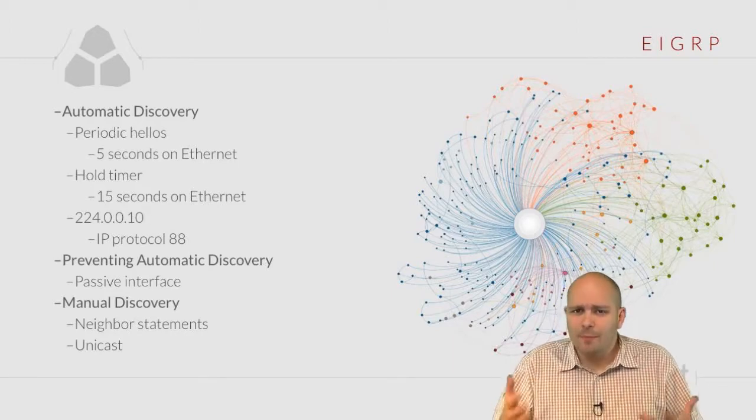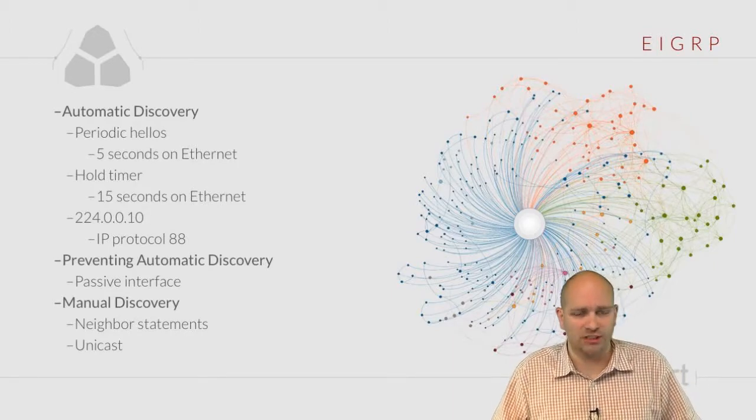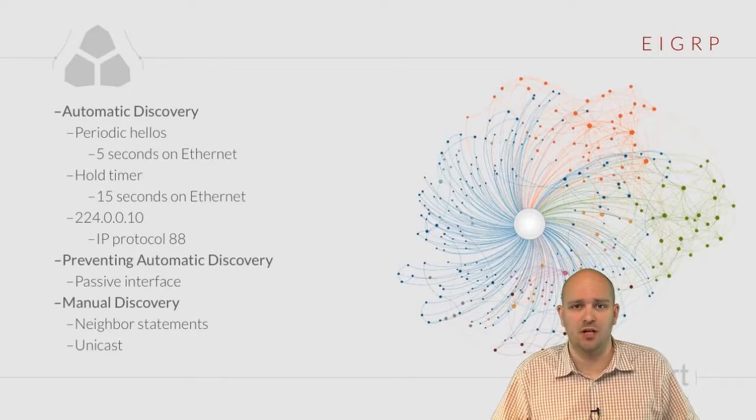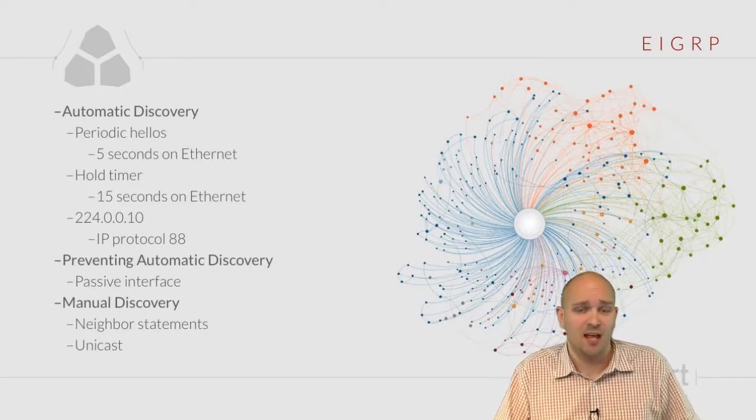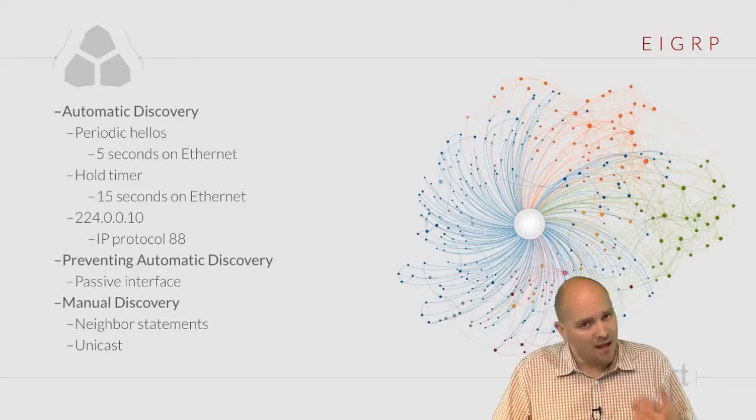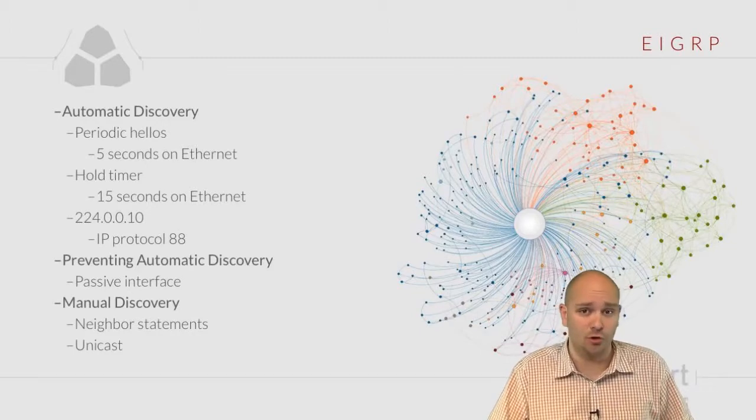Now, to examine how the neighborship works and how it's formed in EIGRP, I think the best approach is to actually look at it from a practical perspective. So I'm not going to be talking about it, I'm going to be doing it, and I'm going to show you how the neighbors are formed. To do that effectively, I'm going to need a test network.